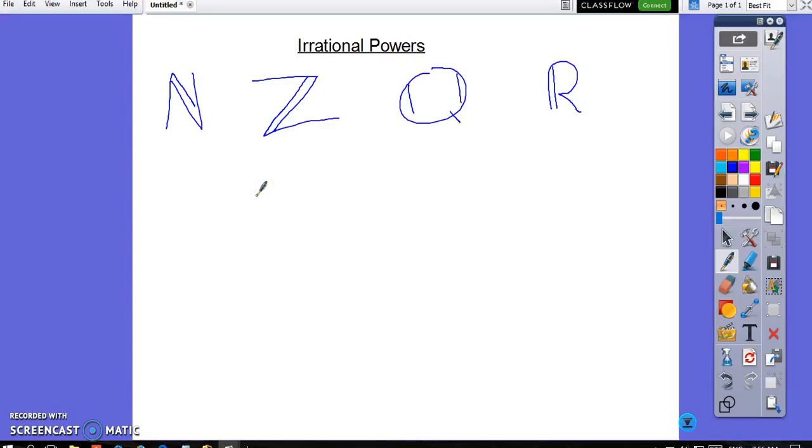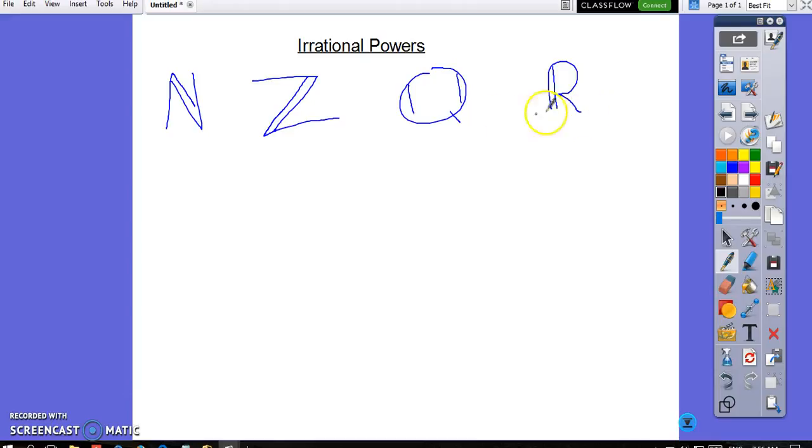So today we're going to look at our last type of power. We've already seen lots of different types of power, and I'm going to recap them briefly at the beginning of this video. And then we're going to go on to have a look at irrational powers. So we've already seen powers from these number sets that I've written here.